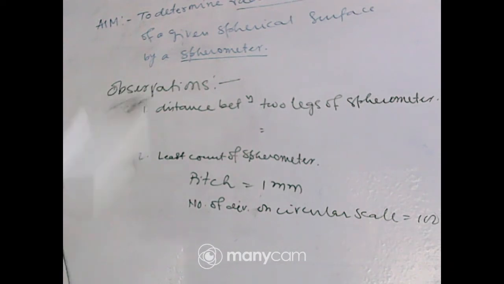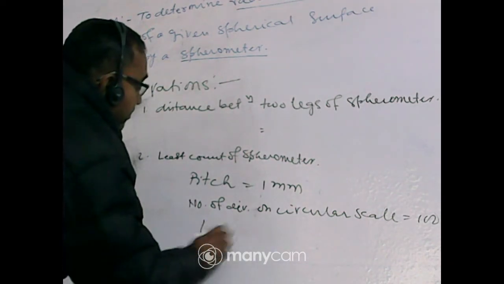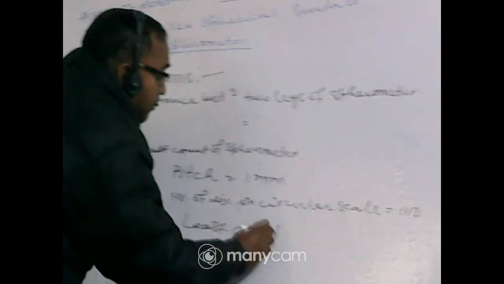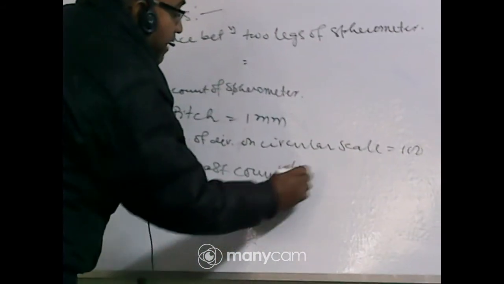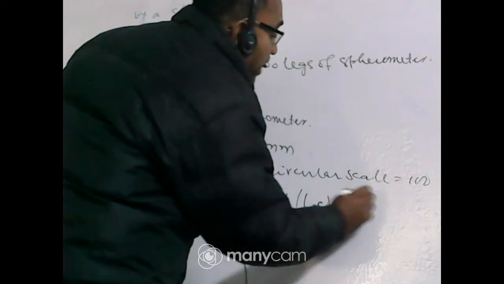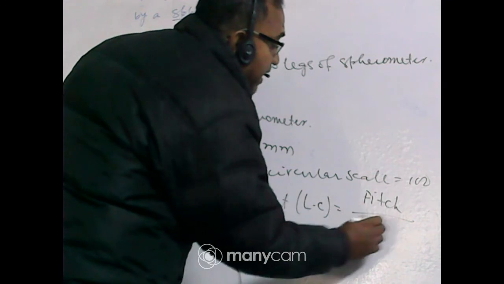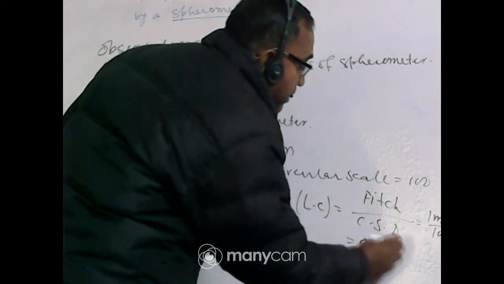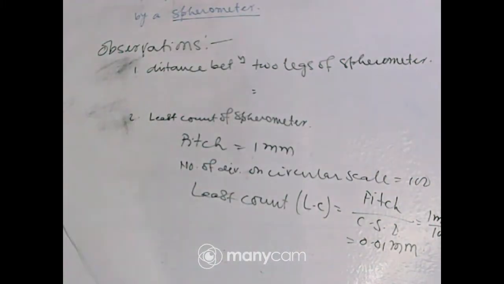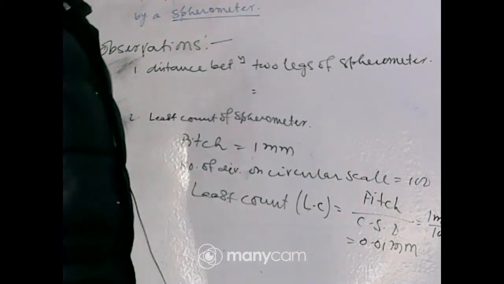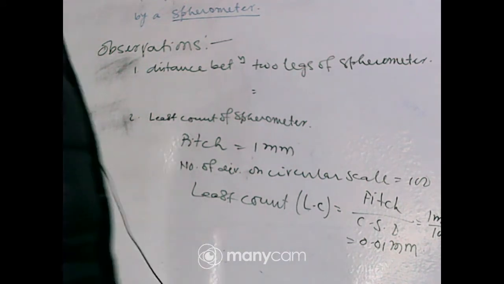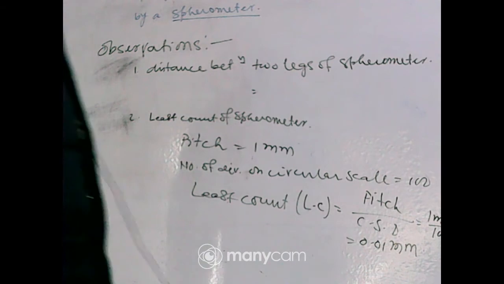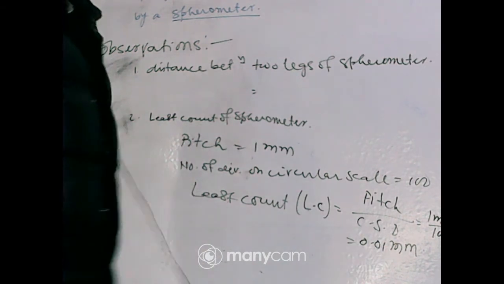So the number of divisions on the circular scale is equal to 100. The least count, LC, equals pitch divided by the number of circular scale divisions. Pitch means 1 millimeter by 100, equal to 0.01 millimeter. Clear, my dear students? Or 0.001 centimeter. Clear? Any queries from your side?